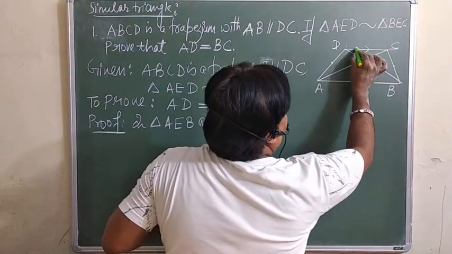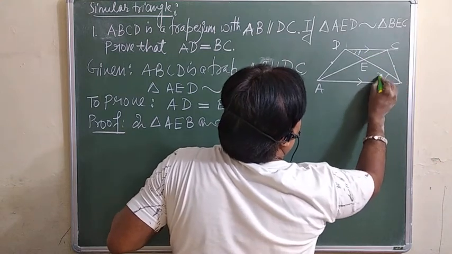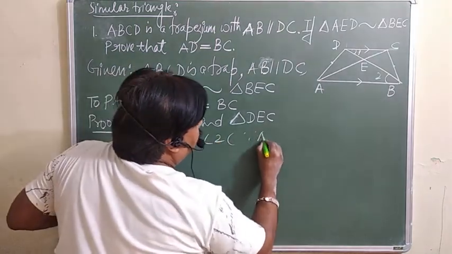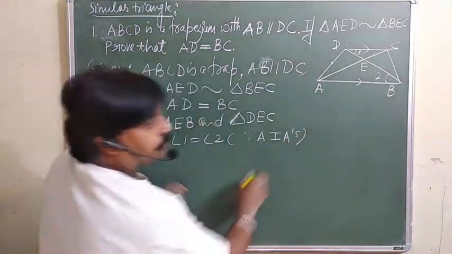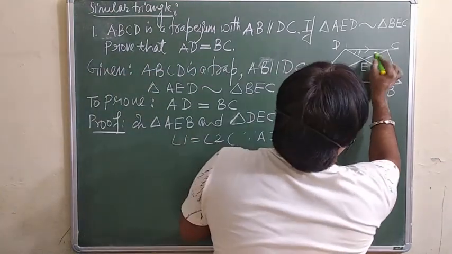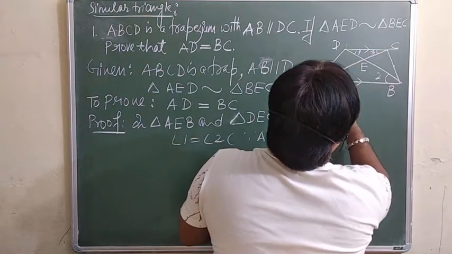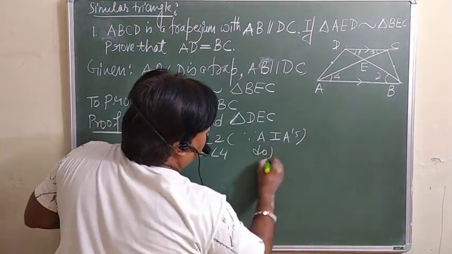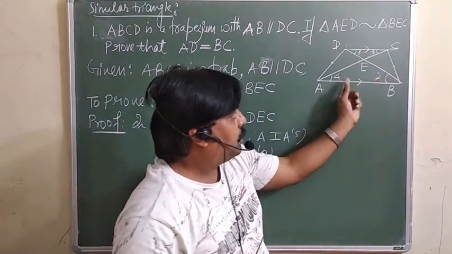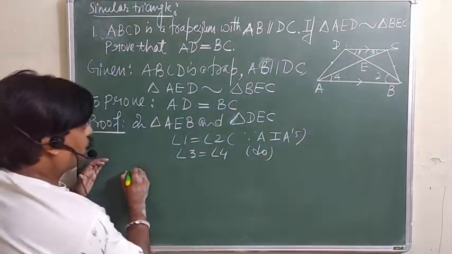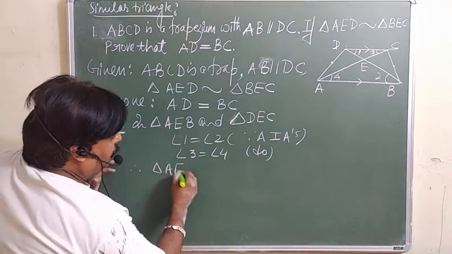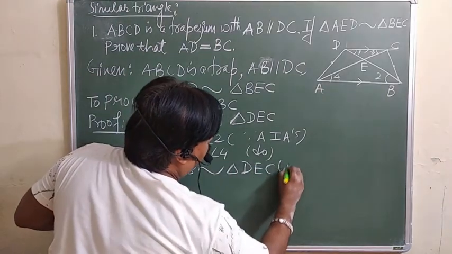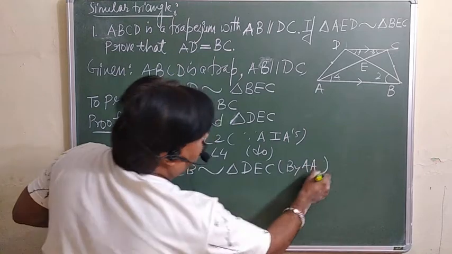In these two, you can say angle 1 is equal to angle 2, because this is parallel to this one. Alternate interior angles. Similarly, here you can say angle 3 is equal to angle 4. So the two angles are equal in these two triangles. Therefore you can say triangle AEB is similar to triangle DEC by AA similarity.